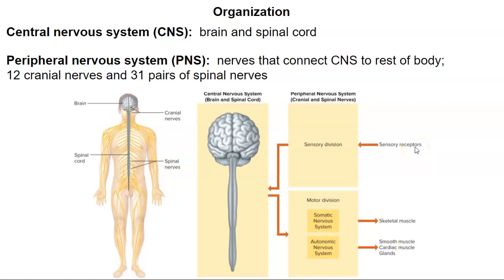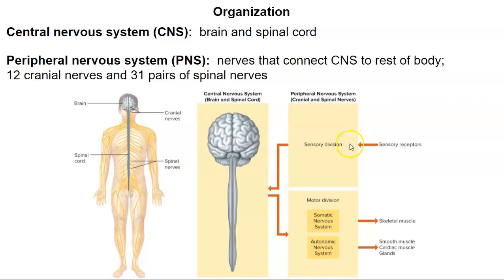So an overview of the nervous system is that input is received and then responded to. So for example, here we have sensory receptors. These would be sensing what's going on either in the external environment or within the body as well.